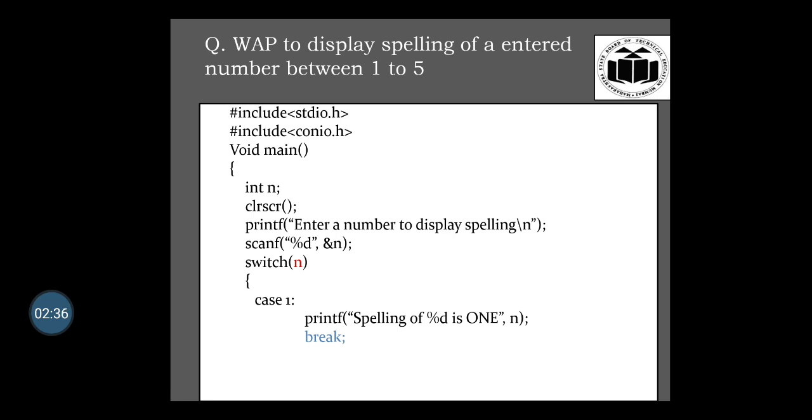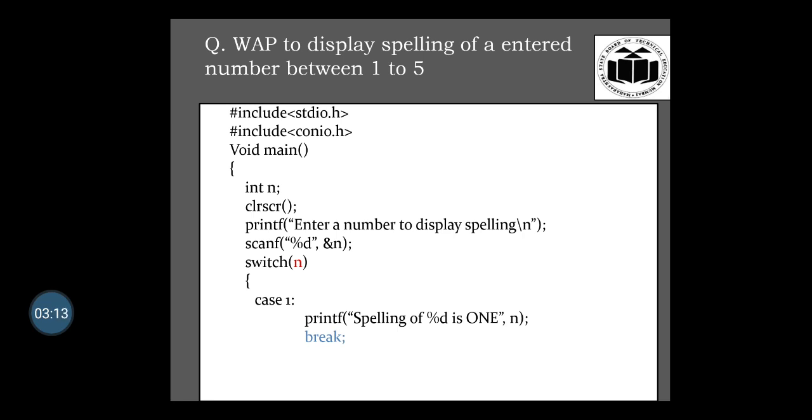The clrscr, that means clear screen function, is included in conio.h file. Then write main function, then declare a variable, means we have to accept one number, so declare one variable, that is n. You can declare a name of variable as per your choice. Then we have to clear a previous output on this output screen, so include clrscr function to clear the previous output displayed on the output screen.